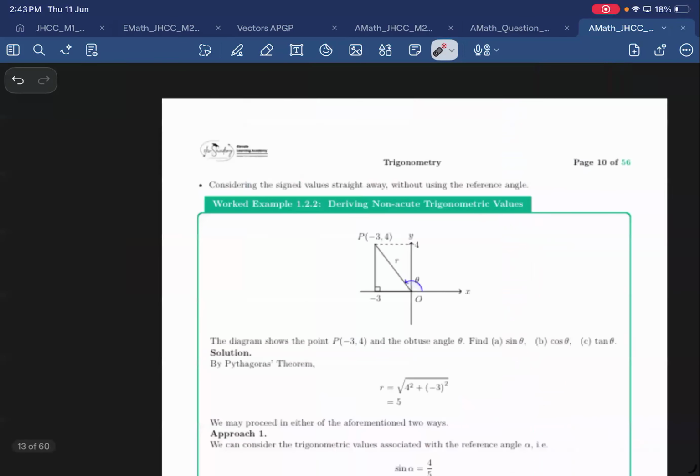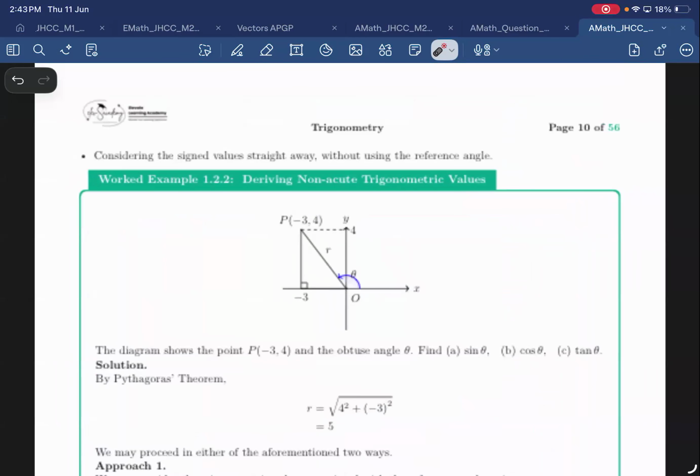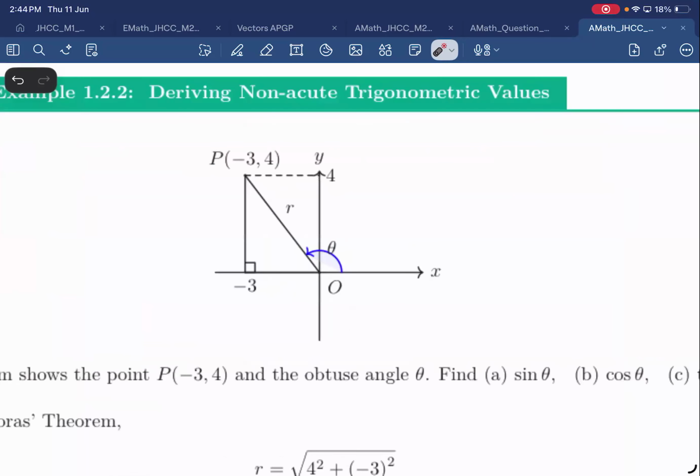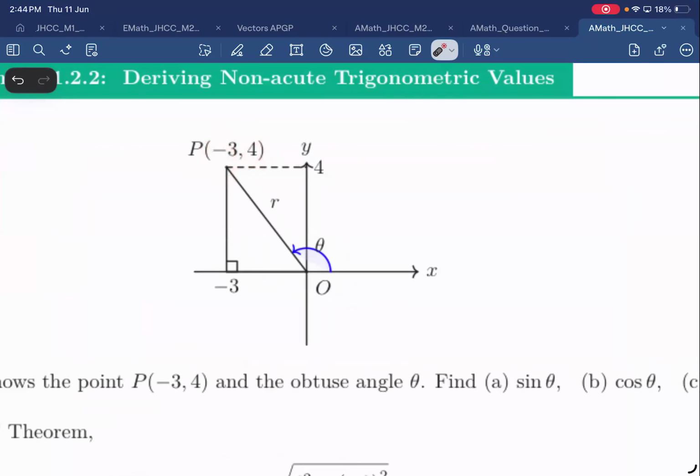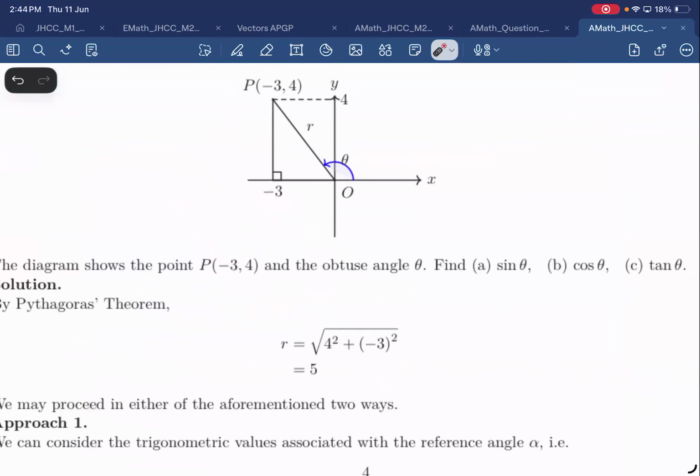So look at this example here. This angle is in the second quadrant, so it's no longer acute. We're asked to find sine theta, cosine theta, and tangent theta, where theta is this blue angle here. The first step is to calculate. We know this is minus 3, 4, so this distance is 3 and this is 4. The easy one to calculate is the hypotenuse. Use Pythagoras theorem. Hypotenuse is 5.